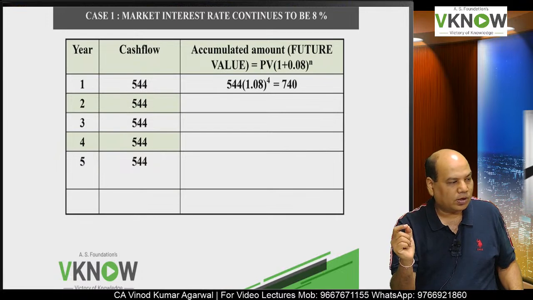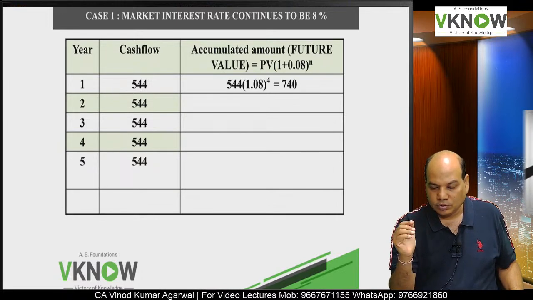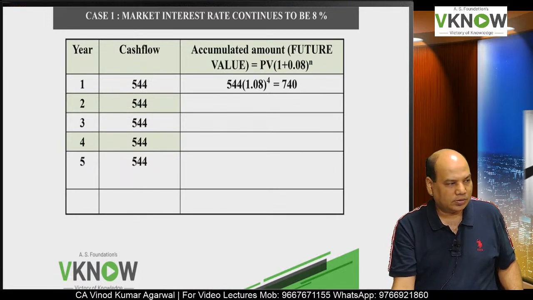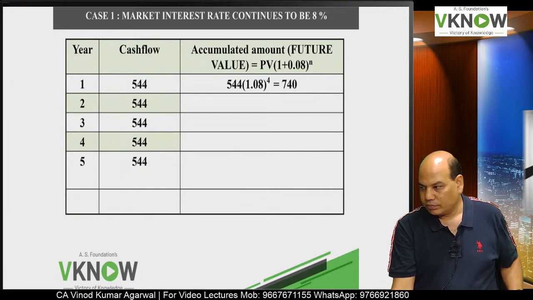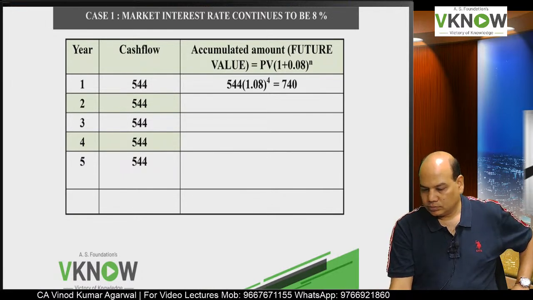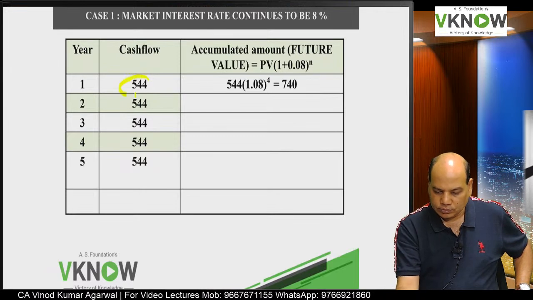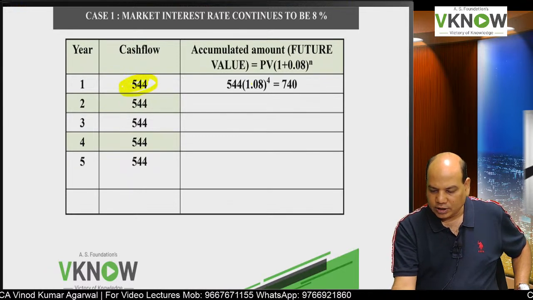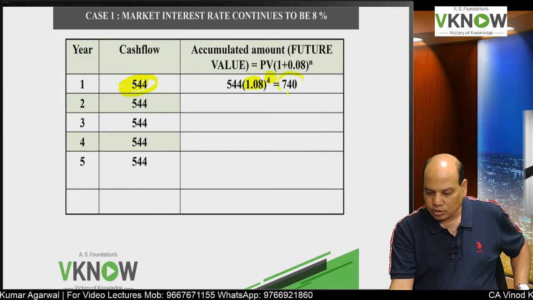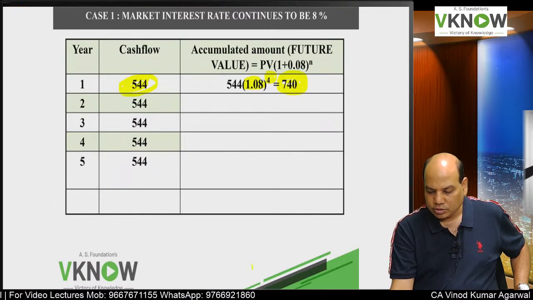So how much cash flow will I get? 544 into 1.08 to the power 4. Check the answer. This 544 you will reinvest at 8% for 4 years. So your cash flow at the end of the 5th year will be 740. Try this one.